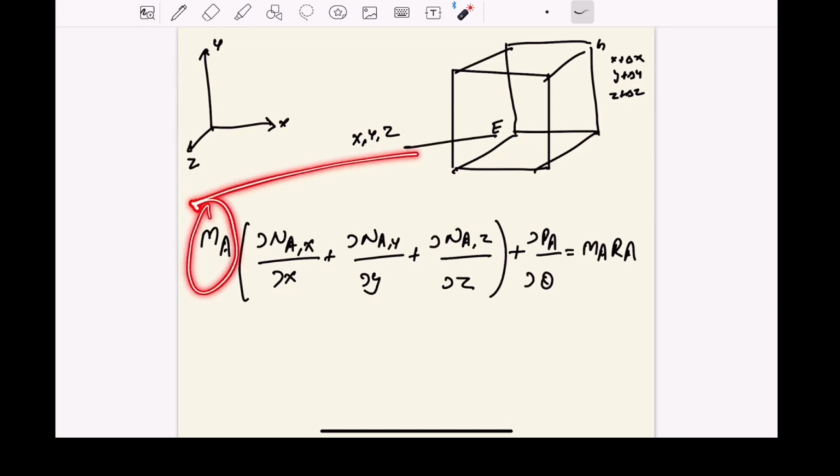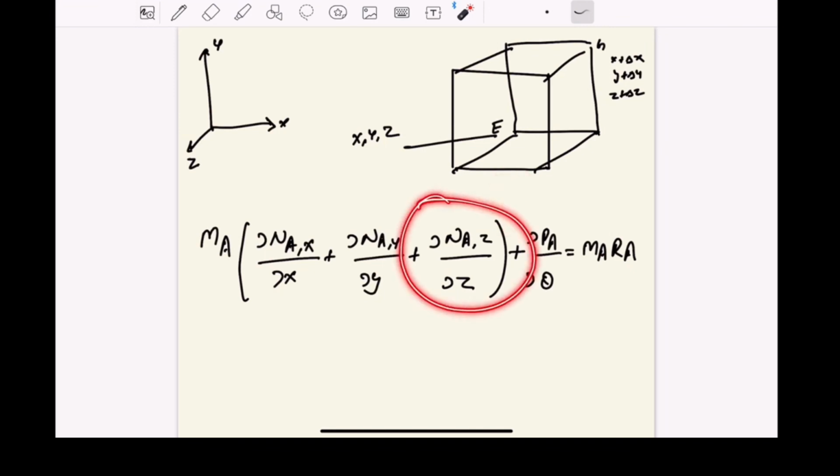MA is the molecular weight of the component which is entering the cube. NA is the molar flux. NAx is the molar flux of component A from the x direction velocity. NAy is the molar flux of component A from the y direction velocity, and NAz is the molar flux of component A from the z direction velocity. And ∂ρA/∂θ is the rate of change of density per unit time, and RA is the rate of reaction. So we have done a component balance for component A.